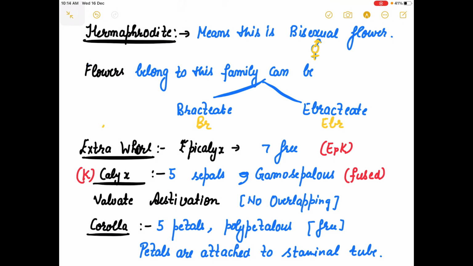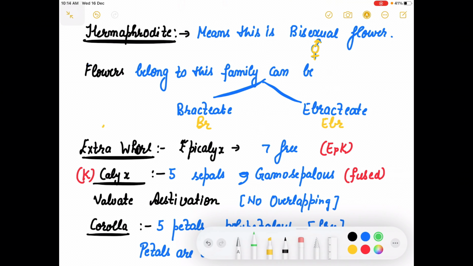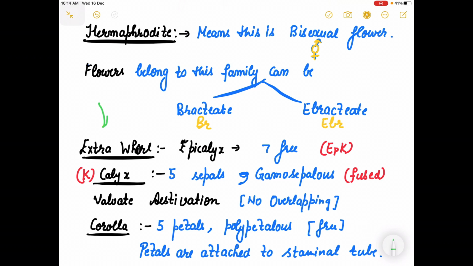If you look here, I will draw it for you. If you look at the flower very carefully, if this is the calyx, sometimes you will find there is a small extra whorl. This is actually called the epicalyx. It is an extra whorl present in the Malvaceae family, and the epicalyx number is 7, and they are not fused, they are free. So how will we write and represent the epicalyx? Epi K, calyx, that is the K, right?